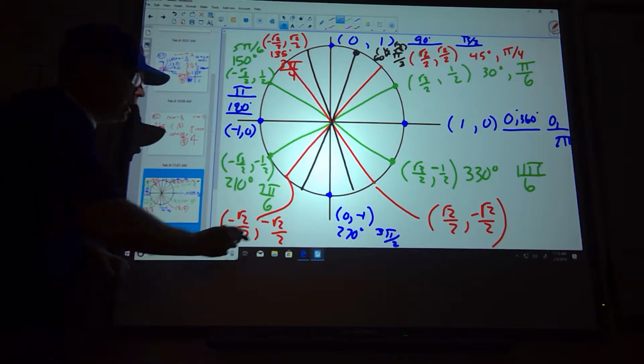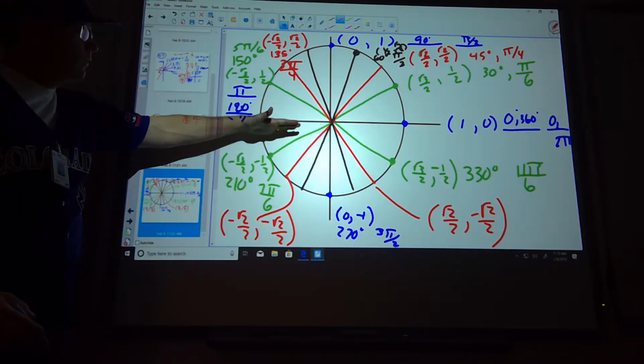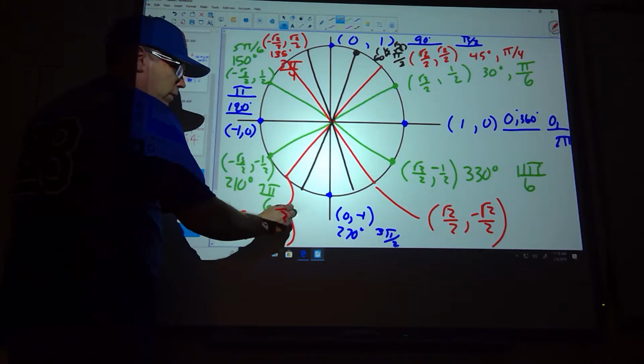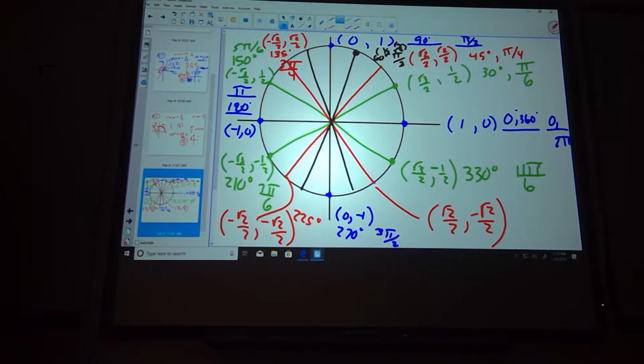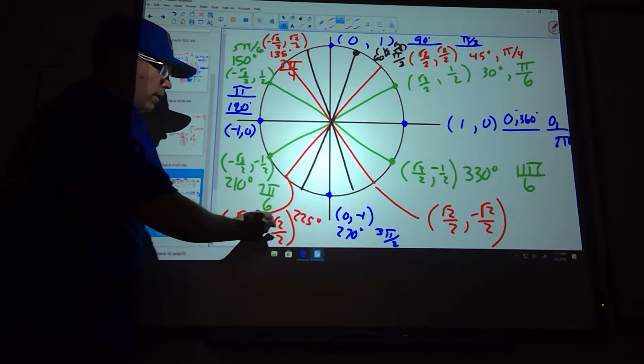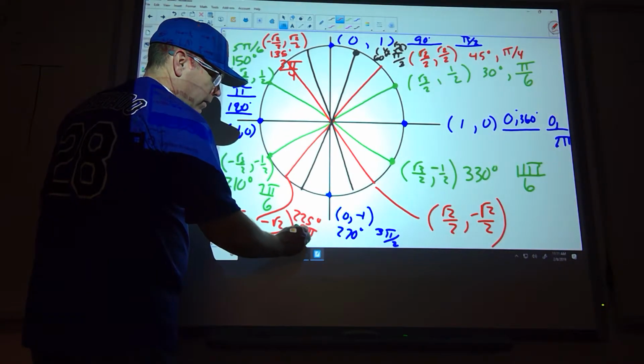What is this angle down here? 45 more than 180. Isn't it 225? What do I have to multiply 45 by to get to 225? Let's see. 45, that's 90, 135, 180. It's 5. So 5 pi over 4. That's what I said. Thank you.